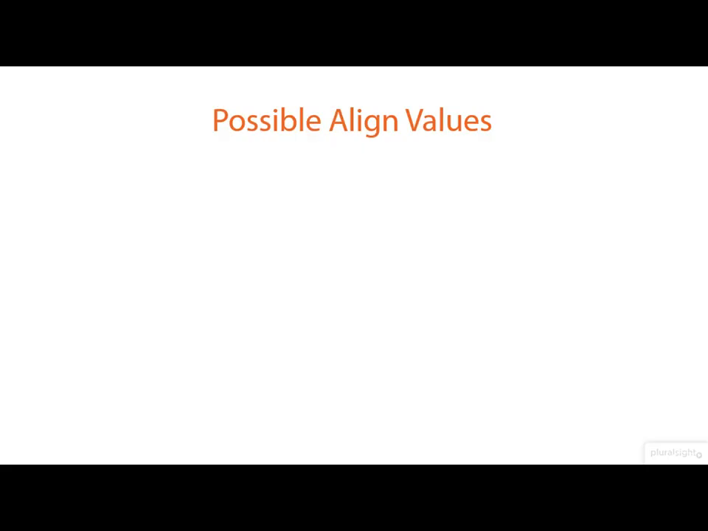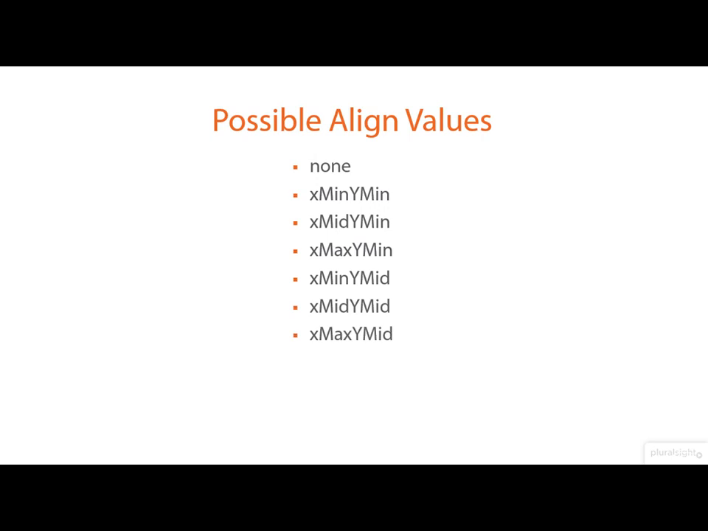Let's take a look at all of the possible align values. None, xMin yMin, or left top, xMid yMin, or middle top, xMax yMin, or right top, xMin yMid, or left middle, xMid yMid, or middle middle, xMax yMid, or right middle, xMin yMax, or left bottom, xMid yMax, or middle bottom, and xMax yMax, or right bottom.